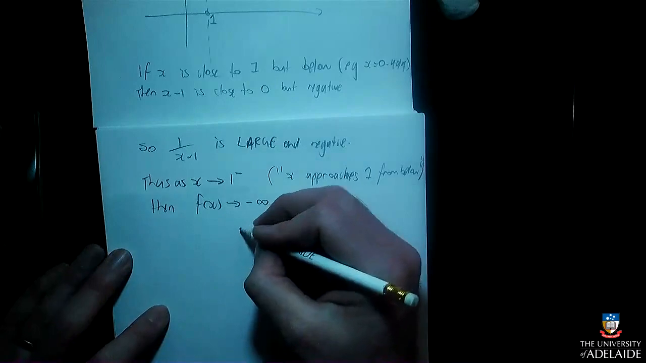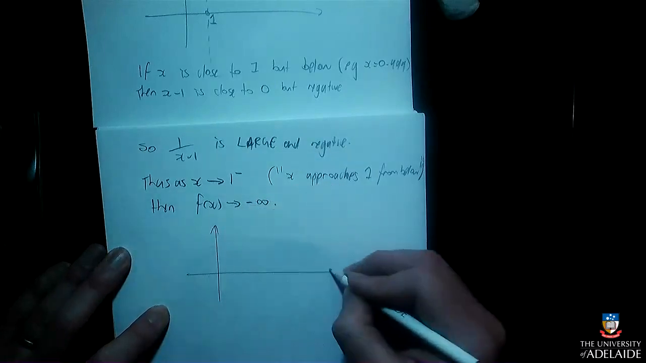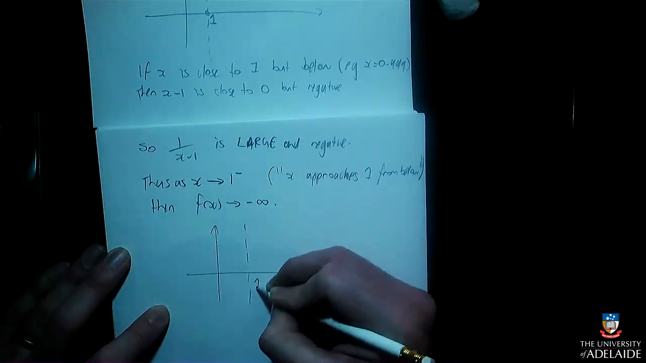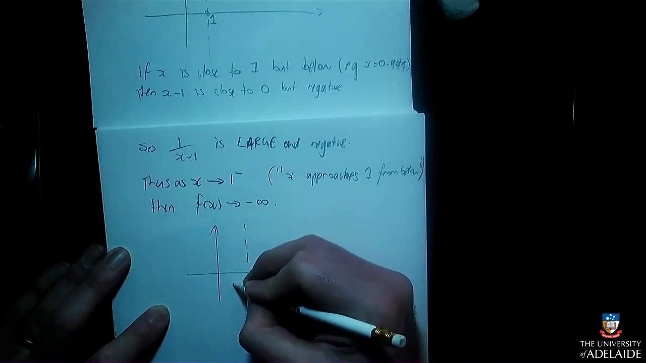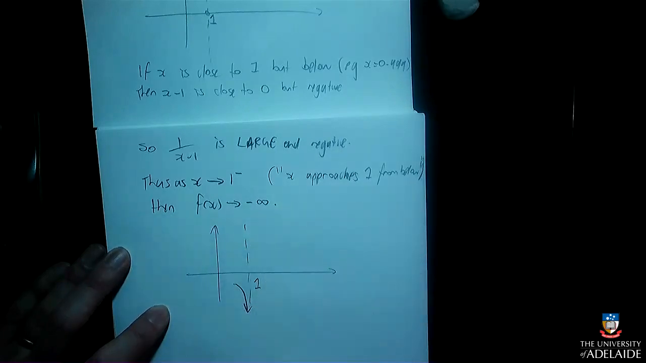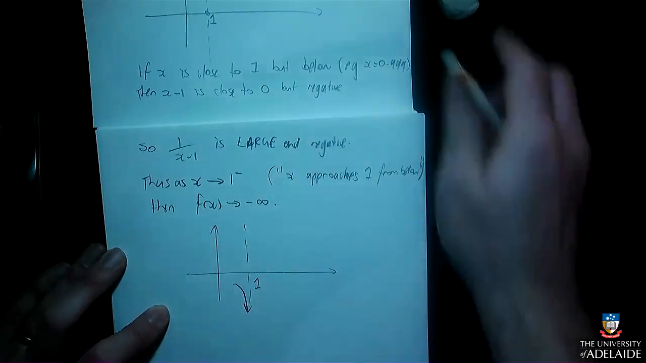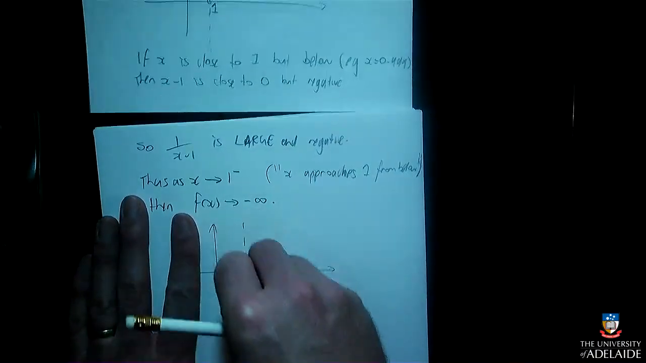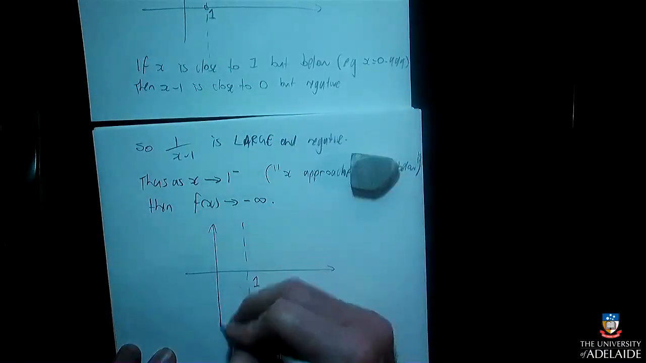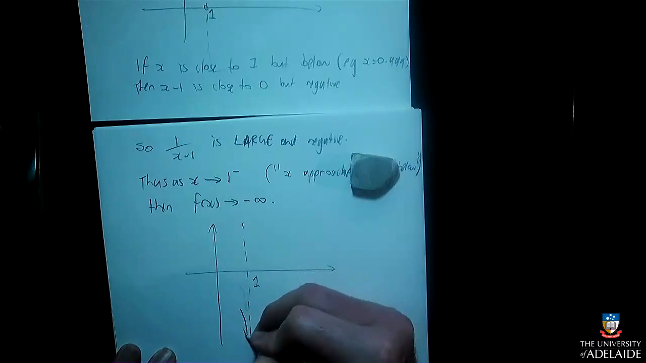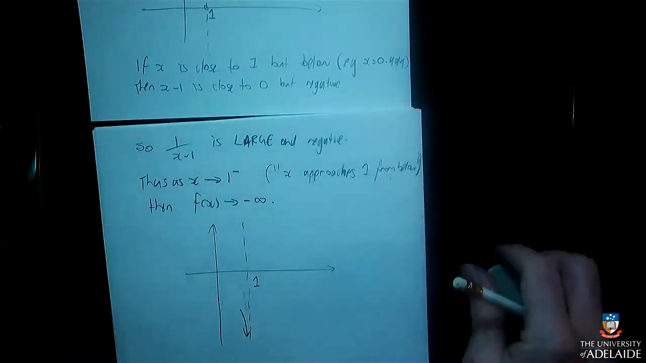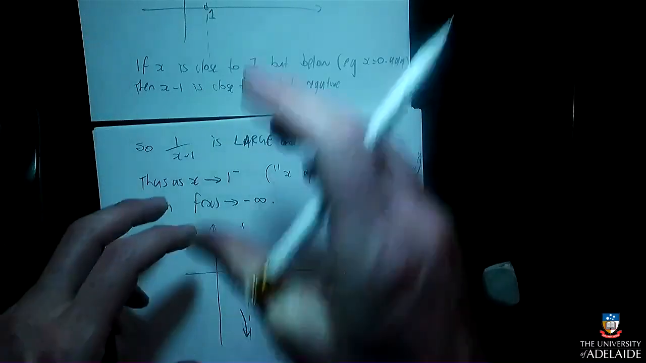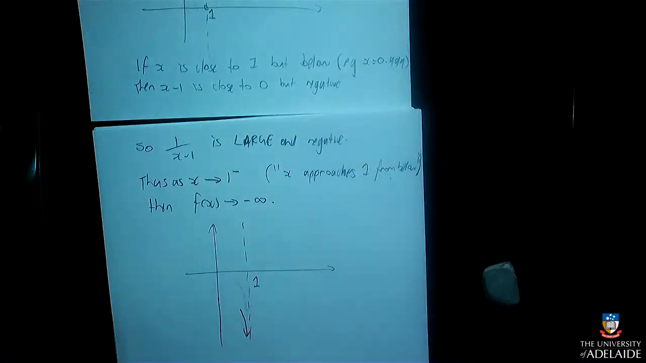Okay, so what that means is that my graph is going to be going to negative infinity when it comes in here. I should probably put it further down than that because I don't really know how far away it's going to be. Like that. Okay, so I'm just drawing these pictures one after the other so that you can see how it's built up, but normally you just put it all on the same graph.